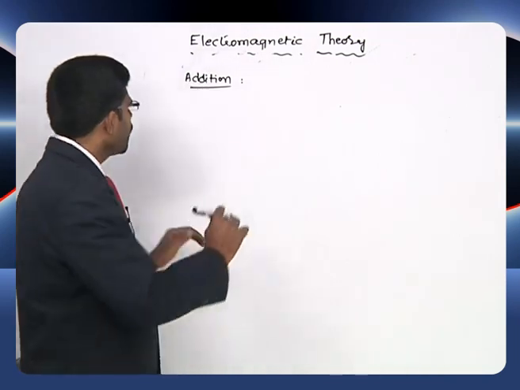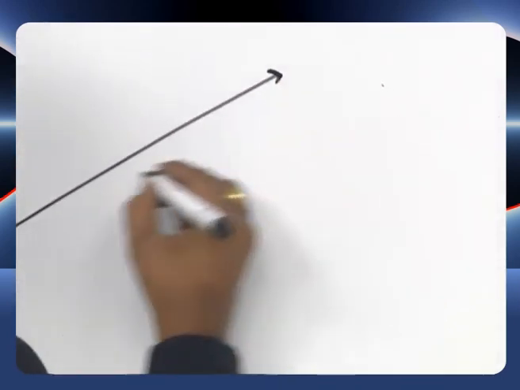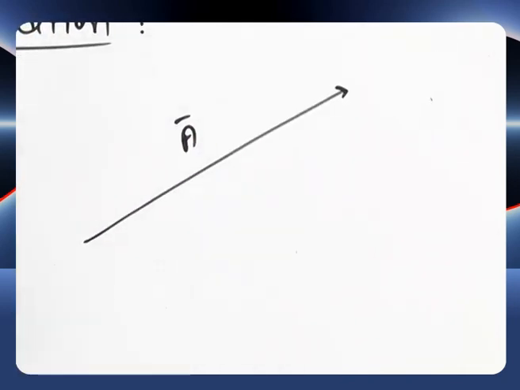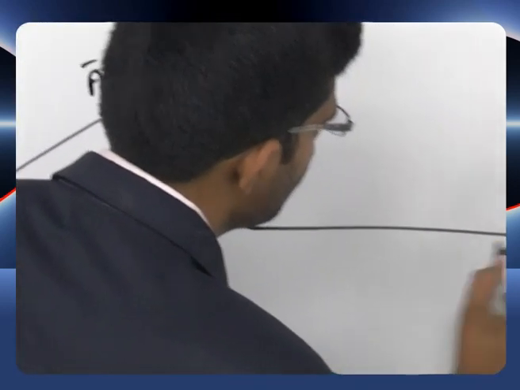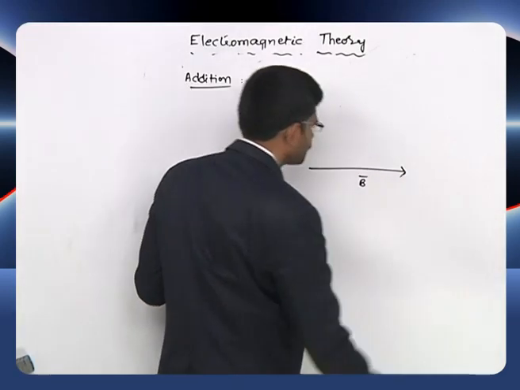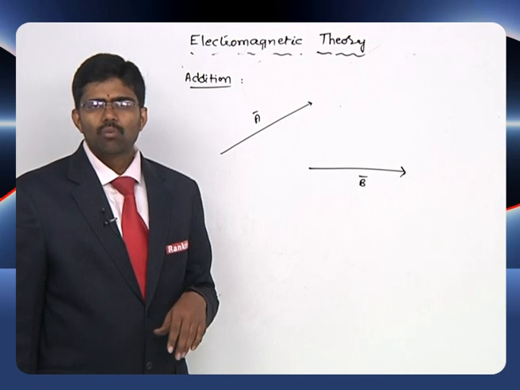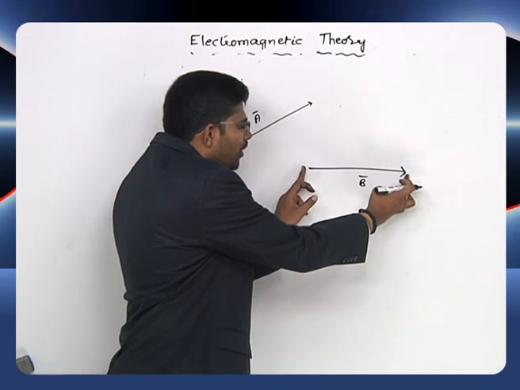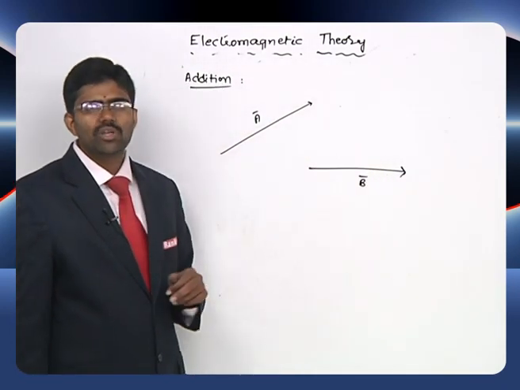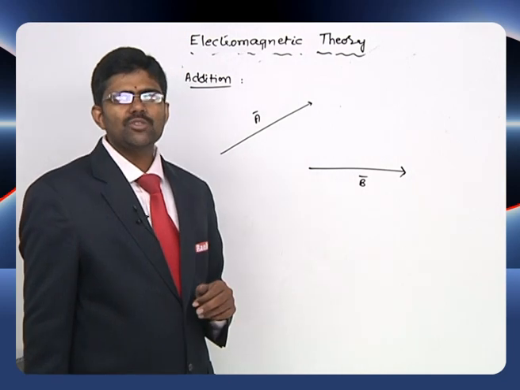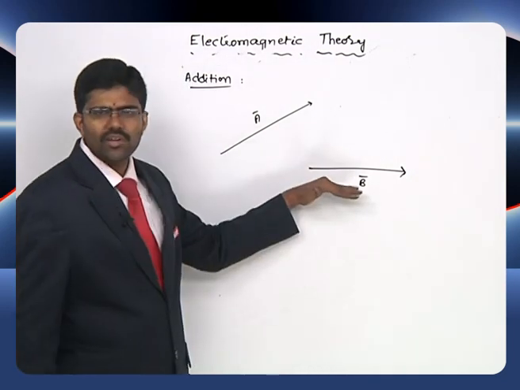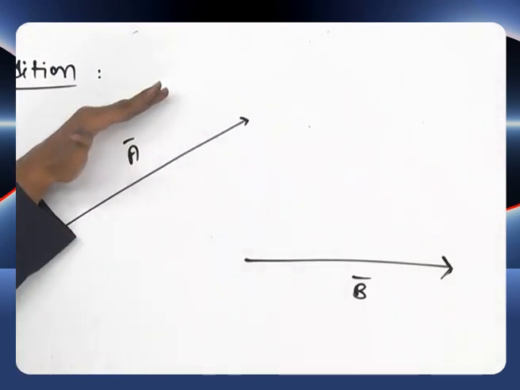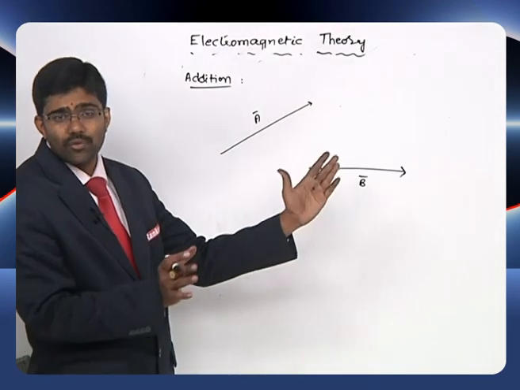The first one: if the vector is given as a line in space, let us take this as a bar, the vector in this particular direction, and another vector b bar is given like this. These two are the vectors. The magnitude of this vector is this much, and the magnitude of the second vector b bar is this much, and they are in two different directions. To add these vectors, what we have is just a pictorial representation of the vectors. We don't have any points here. So we have to take the pictorial representation of the vectors and combine them for addition.